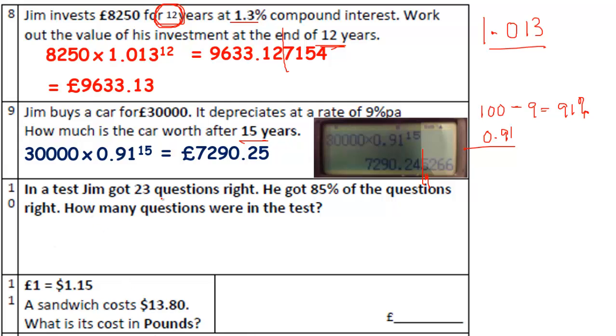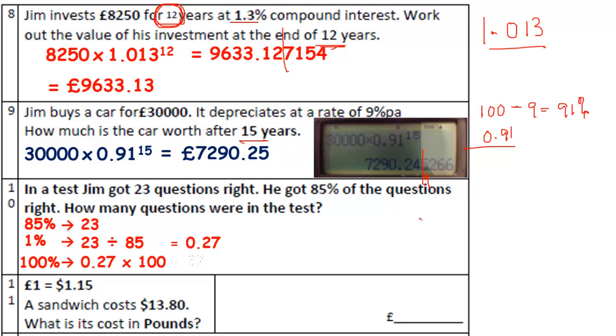Question 10. This is the other sort of reverse percentages question. In a test, Jim got 23 questions correct. He got 85% of the questions right. So that means that 85% is 23 questions. 1% is going to be 23 divided by 85, which is 0.27. So that means that 100% is 0.27 times 100, which is 27. That means there were 27 questions in the test. Make sure you do think about this and you're actually pretty okay with both the different forms of question 10.